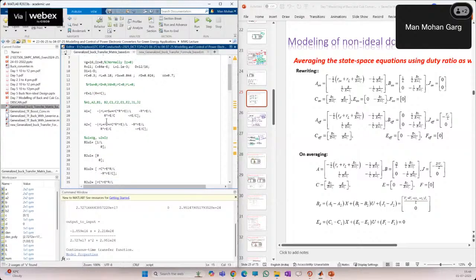Now I am writing A1 as it is in MATLAB. This expression I am writing over here. So this is minus 1 upon L times R upon R plus RC, which becomes RE, so it is minus R into RE upon L. Whenever you are typing in MATLAB, you have to be very careful about where to divide and where to multiply.